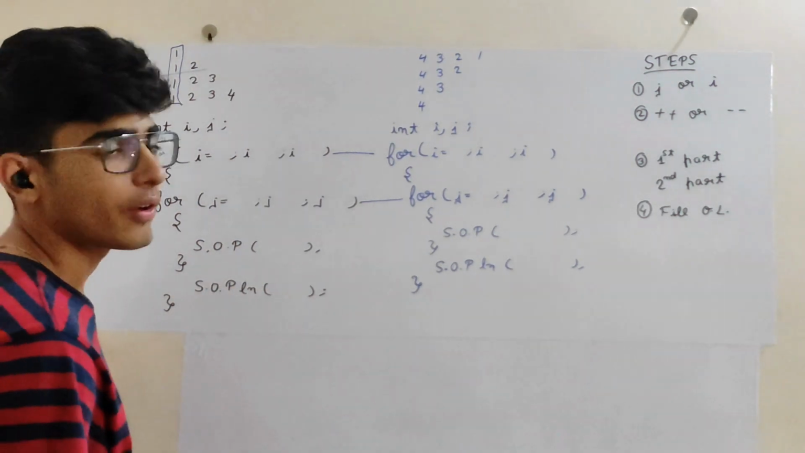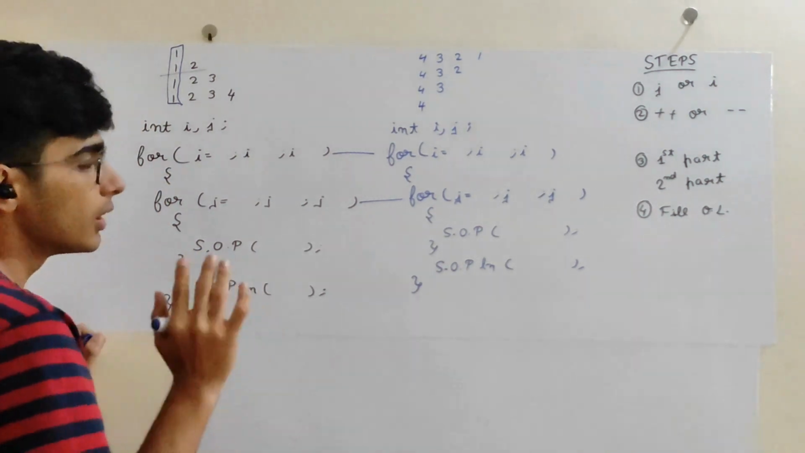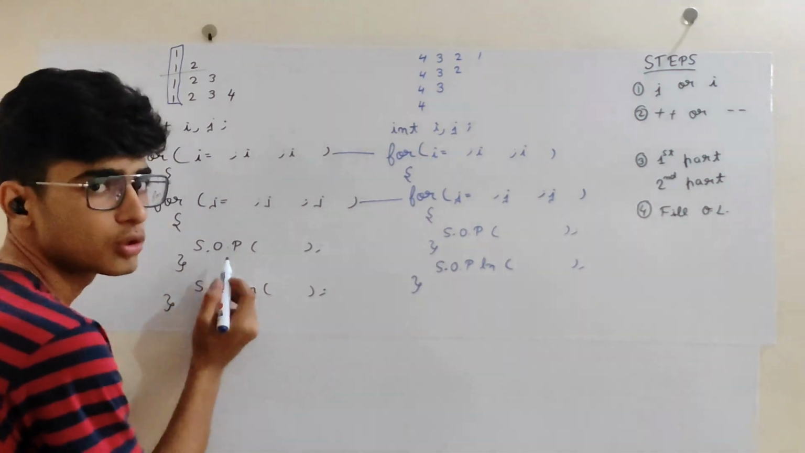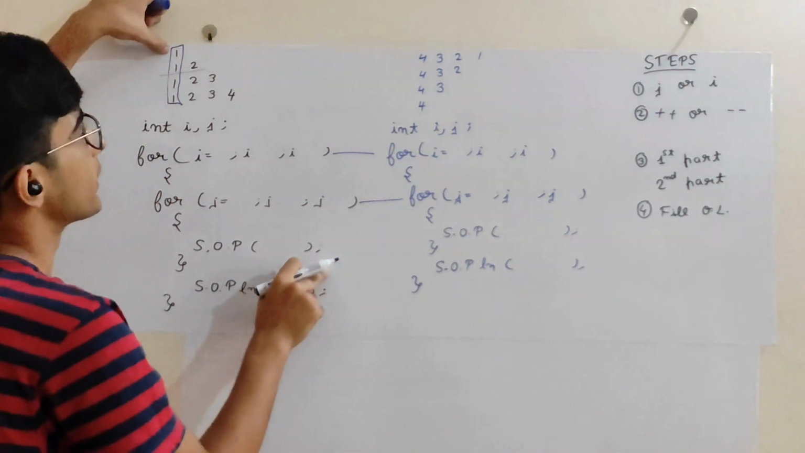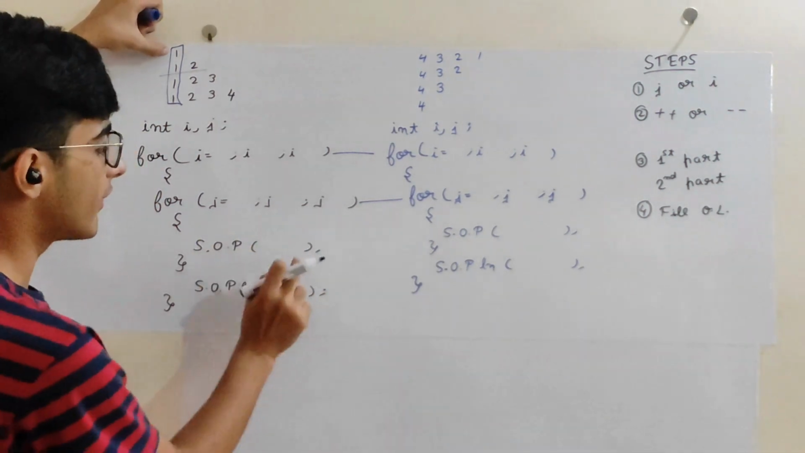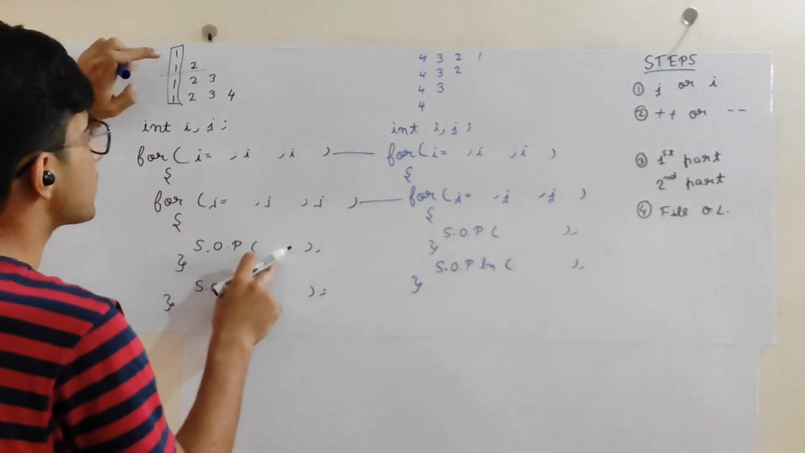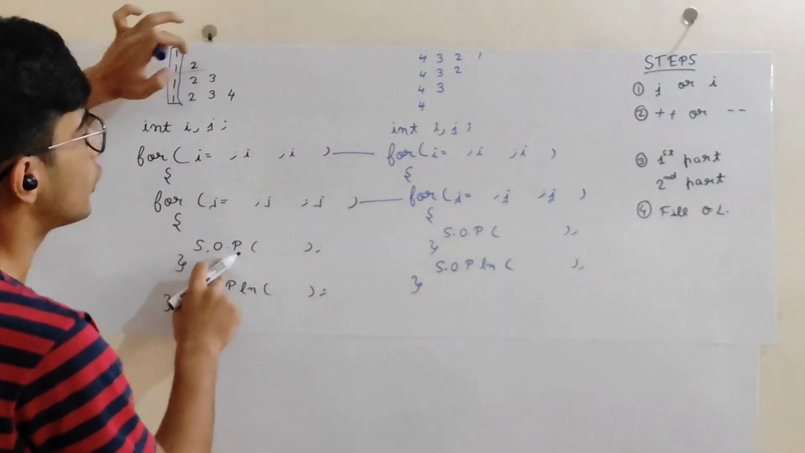You might question what is the function of SOP and SOPLN. See, basic thing, system.out.print. This will be used to print the numbers, right? Here there is 1. I need to print 1, so I will use this SOP. And in the second row there is 1 and 2, so I will use this SOP to print 1 and 2.